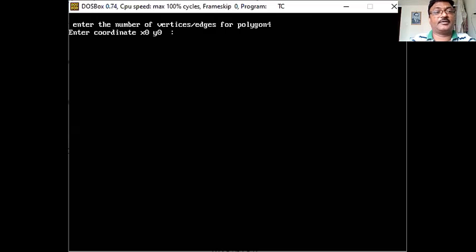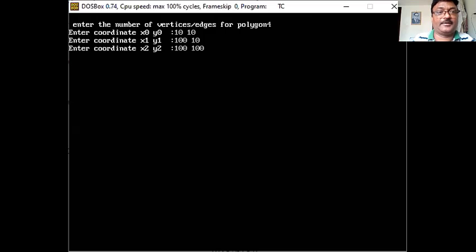So see, enter the coordinates. Which coordinates first? Suppose I am starting with 10, 10, simple, my first coordinates. Second, 100, 10, means I am going to draw a square here. Now 100, 100, and 10, 100. So see, this is the polygon.